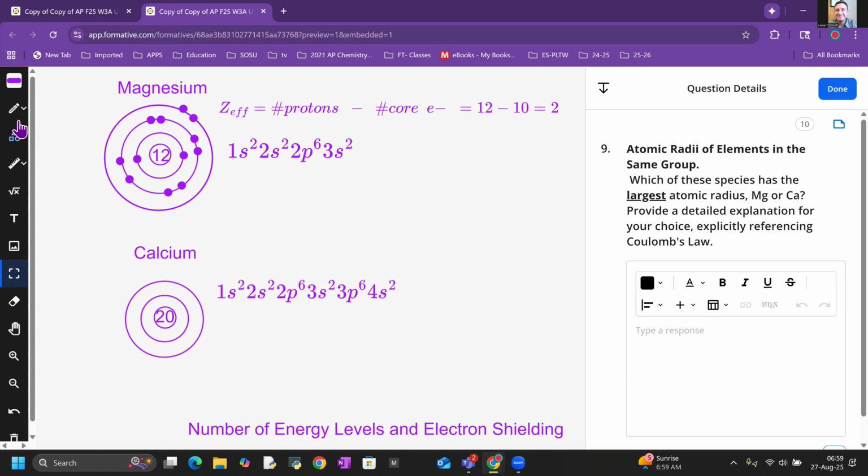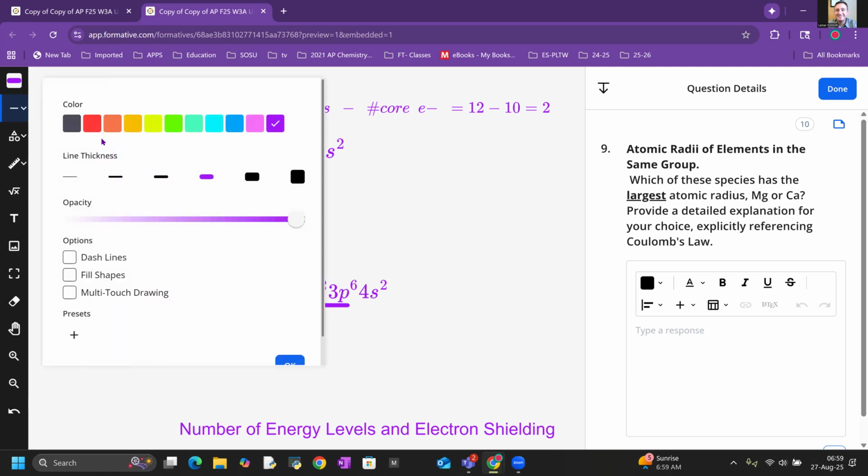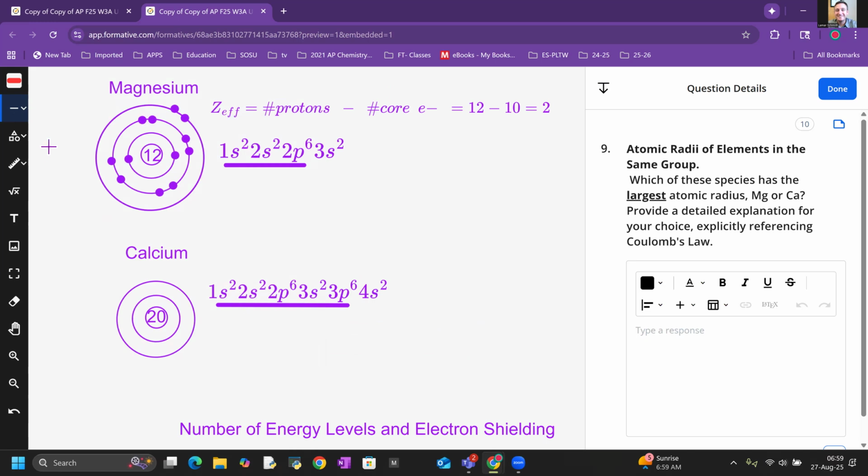All right, so we should know something about valence electrons and elements in the same group. And what we notice is, we'll use a line here, these are our core electrons, right? These are all our core electrons. And then over here, let's go in orange. These are my valence electrons.